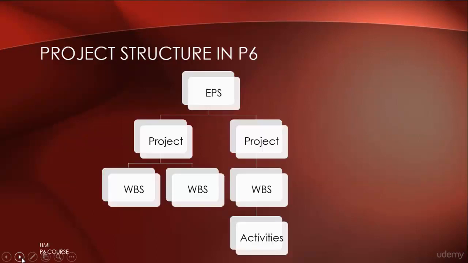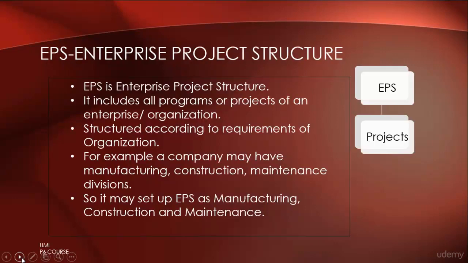Let's have a look at the project structure in Primavera P6, how projects are structured. At the topmost level in Primavera P6, we have EPS or the Enterprise Project Structure. Under each EPS, we have different projects. And projects are further divided into WBS, and then WBS are further divided into activities. Let's have a look at them one by one.